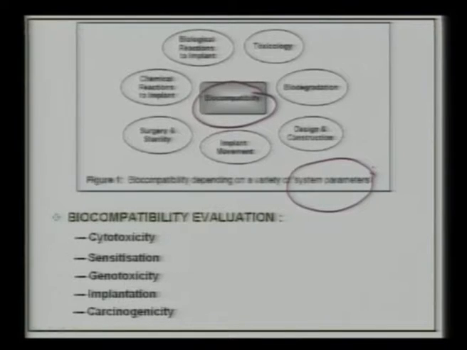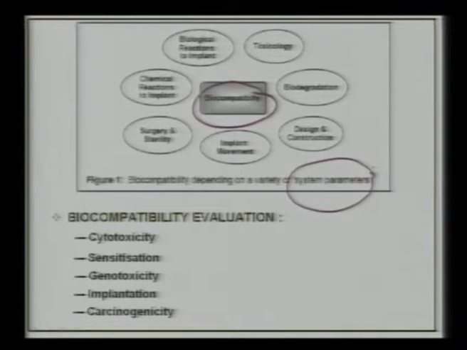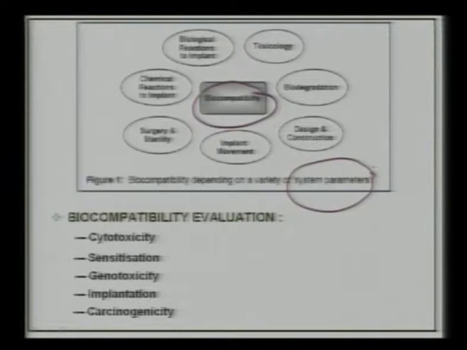Number 2 point, for assessing the biocompatibility property, you need to do in vitro testing and in vivo testing. In vitro testing essentially means that you are doing the tests in the laboratory in simulated environments. In vivo testing essentially means that you do the experiments in the animal body itself, or inside the animal body.